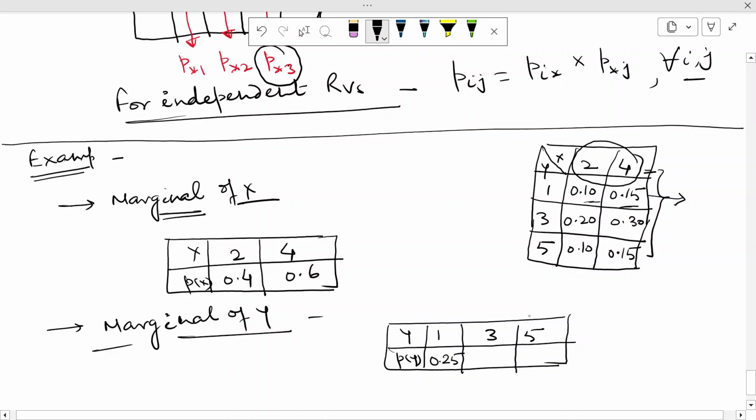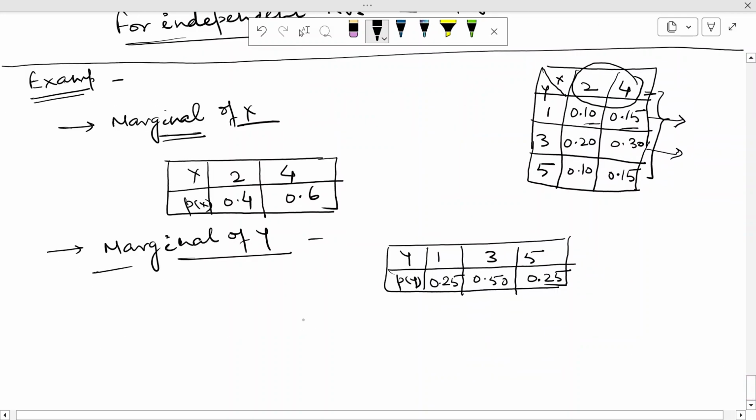and next for y equals 3, we are having the sum of the second row, which is coming out as 0.50, and for y equals 5, we are having this as 0.25.